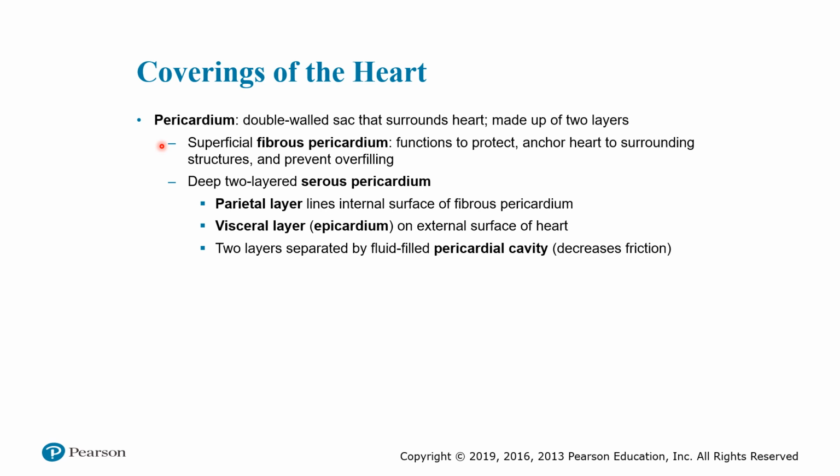Then inside the fibrous pericardium, we have the serous pericardium. Serous pericardium is made up of two layers. There is an outer parietal layer which lies under the fibrous pericardium. Then there is a visceral layer. The visceral layer is also known as the epicardium because it is present on the external surface of the heart. In between the two layers, there is a cavity which is known as the pericardial cavity. There is a fluid in this cavity, and that fluid prevents friction between the two layers.